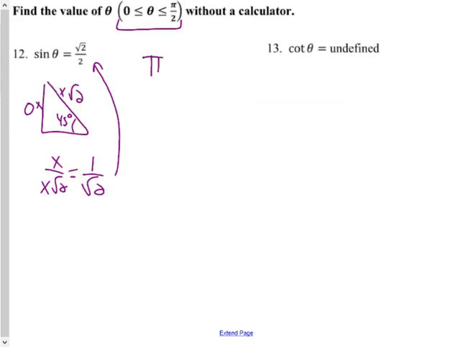And then one more, cotangent undefined where. This is one you kind of have to know, so don't worry about it. It's 0. We'll get that in the circle in a little bit.